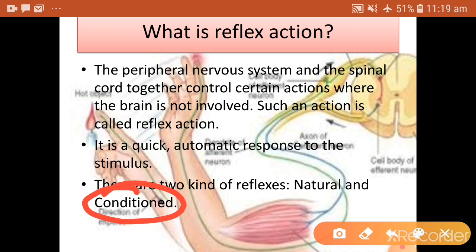There are certain other examples, like typing on the keyboard. We do it without the involvement of the brain, if you are an expert. This has happened because of a lot of practice, previous experience. Similarly, playing a musical instrument is also a conditioned reflex action.